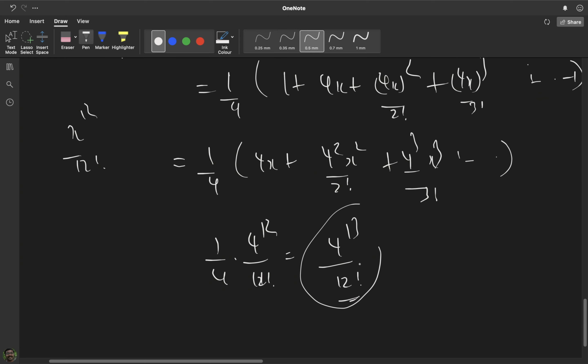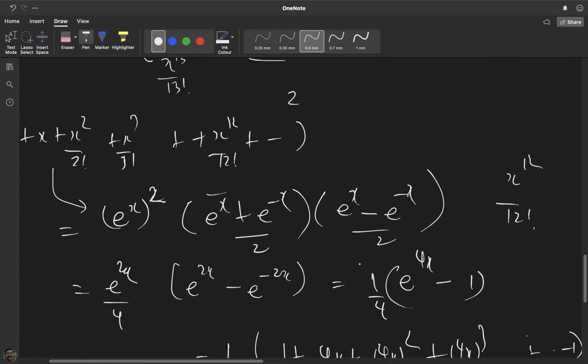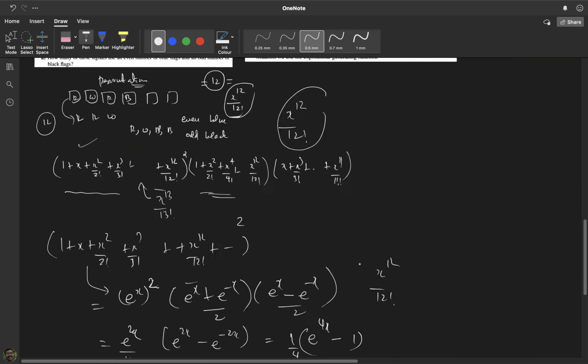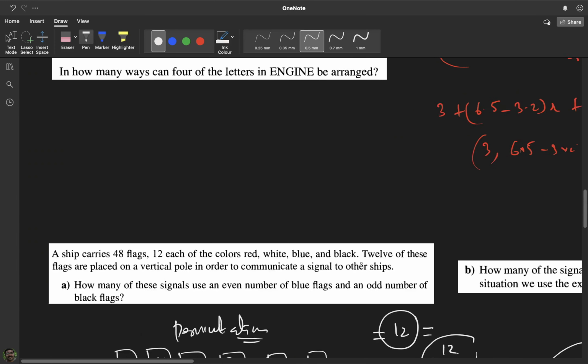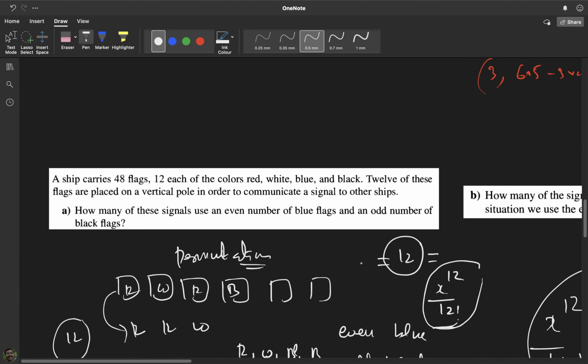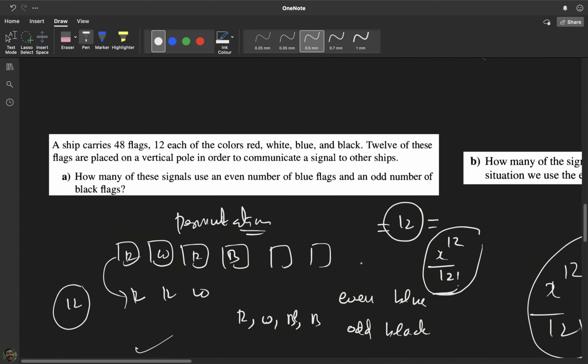I hope it is clear. It's very simple to do in this form. This was made possible only because you could use the values of e raised to x. Otherwise it is very difficult to solve this problem using direct methods. So it could be easily formulated using the exponential generating function.